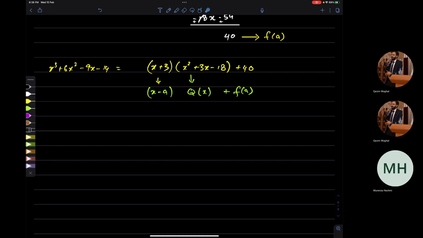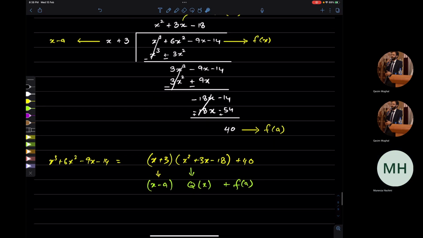Now, how can we use these questions to solve? If there is a remainder at the end, the remainder theorem will save you. Instead of solving this all the way down in order to know the remainder, you can do it directly. As I told you, this is 40. You can get 40 directly from here. You simply change the sign, put it into the polynomial, and you should get 40 as an answer.